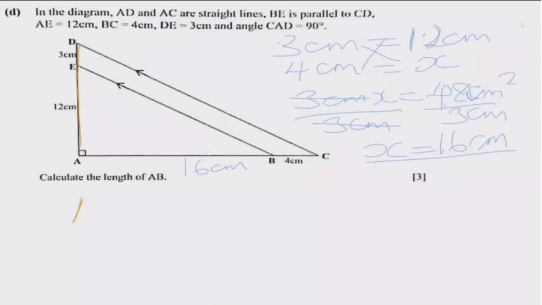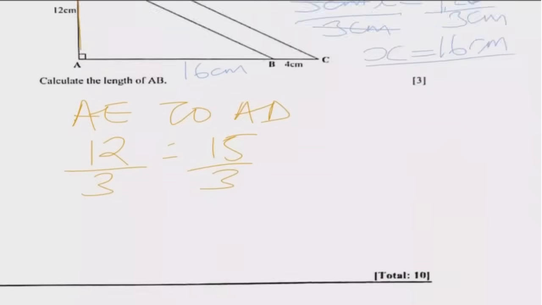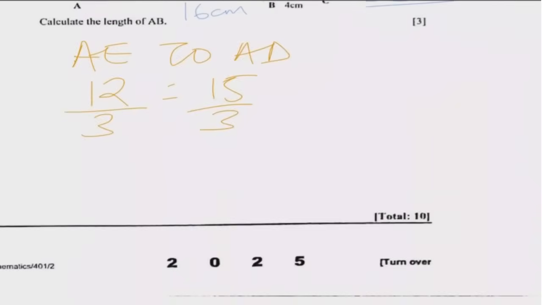We have got AE to AD. So AE is equal to 12 to AD is equal to 15. If we were to write this ratio into its lowest form, we will divide both sides by 3, because 3 is the highest common factor that can go into 15 and 12. So 3 into 12, it will go 4 times. 3 into 15, it will go 5 times. So that is the ratio.